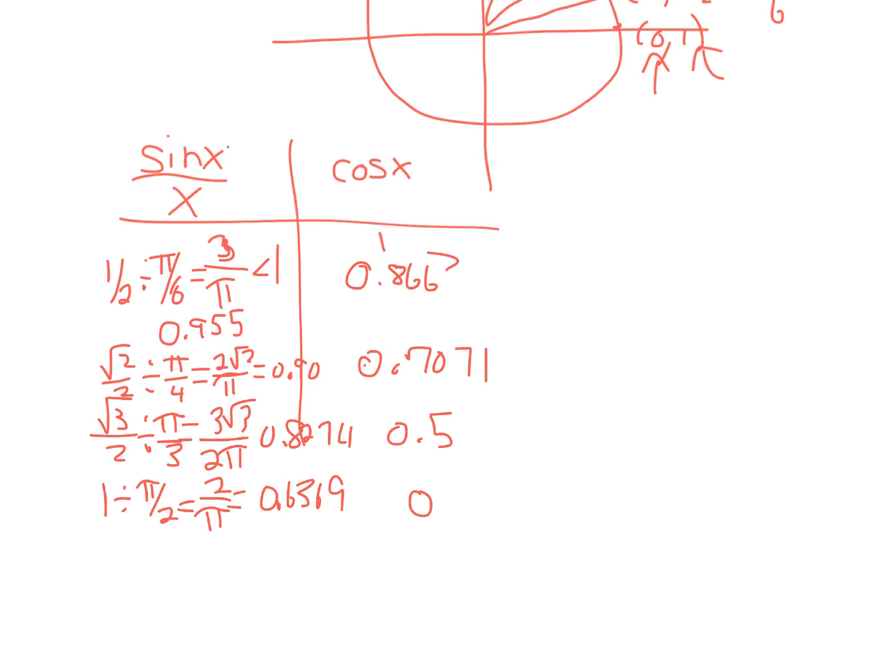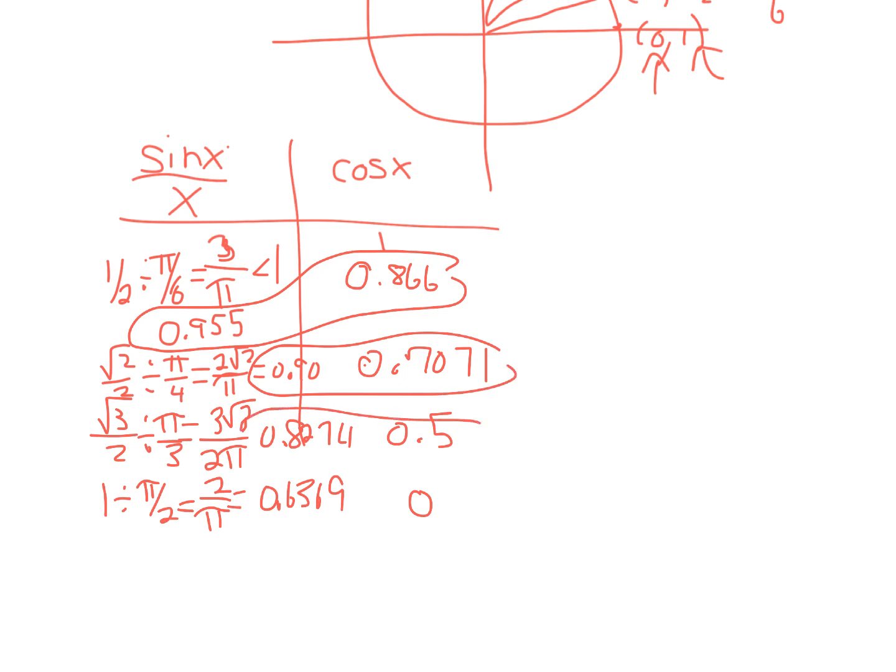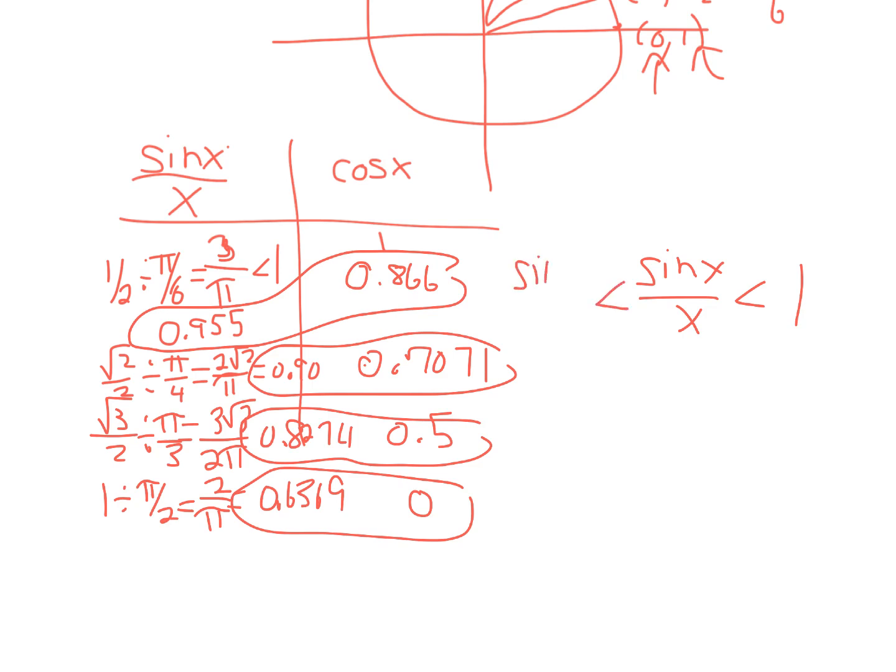So the one thing that we notice when we're comparing the values here, if we're looking for some kind of pattern or some kind of trick that we can use, is that sine x over x is always greater than cos x, and all of those are lower than 1, right? All of those values. And so we could write sine x over x in the middle. The maximum value is 1, and it has to be greater than or equal to cosine of x.